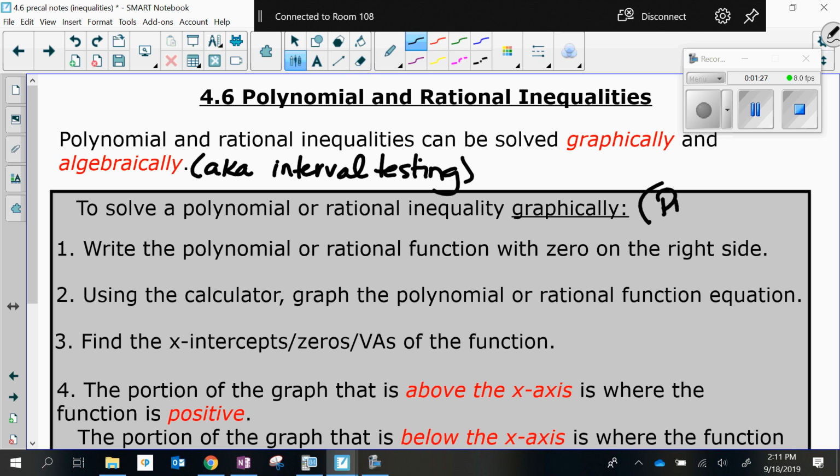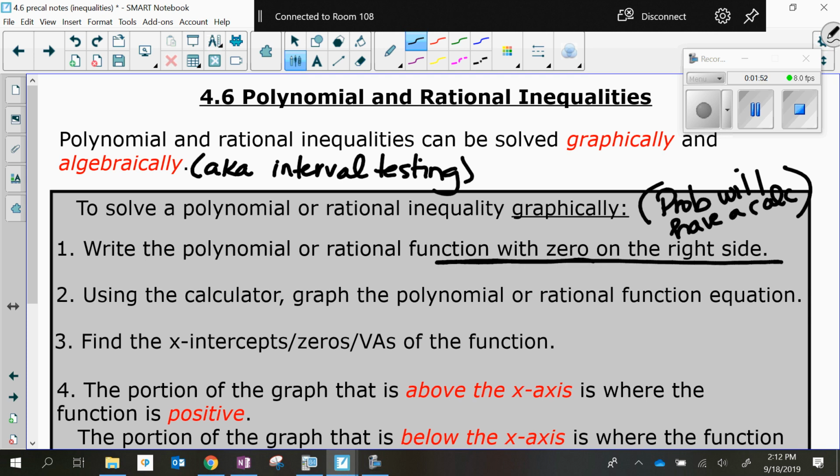Probably we'll have a calculator, but if it's a quadratic, you won't, because quadratics are just too easy to graph quickly when you have zeros. But for polynomials, if you're going to solve them graphically, you are going to probably have a calculator. So the first step is you want that zero on the right side.